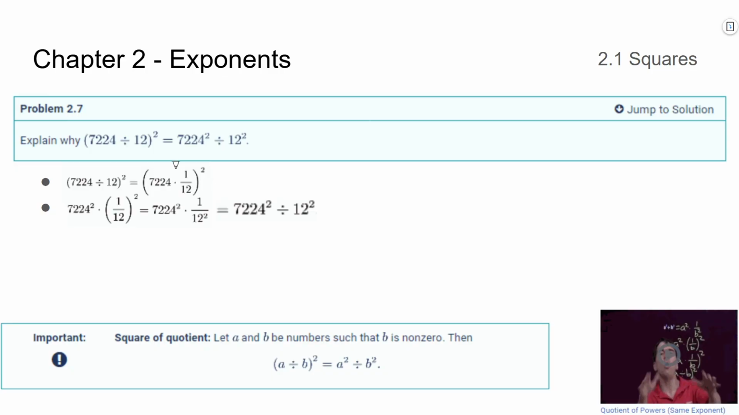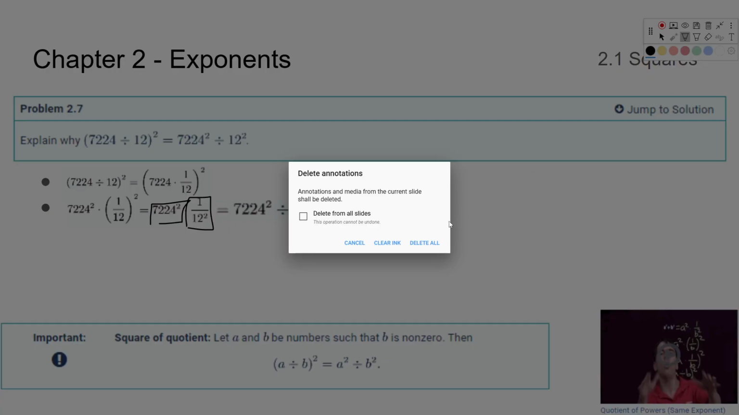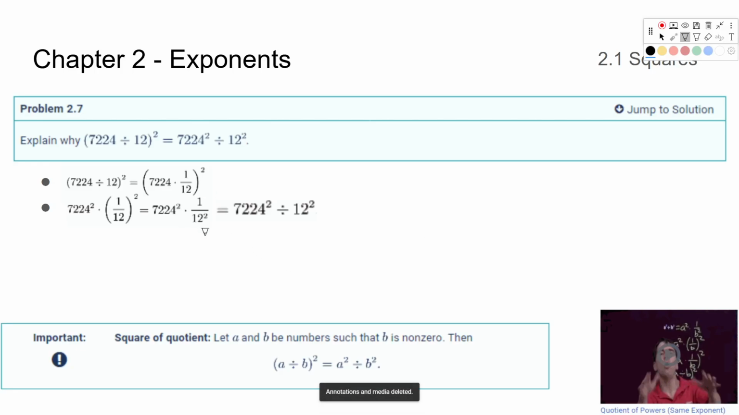We know from the previous problems that when you square something like this, that's the same thing as saying 7,224 squared times 1/12 squared. All right, so now we can go ahead and delete these. Now we can convert it back to division, because we're multiplying a reciprocal, so now we just flip that back to division. So we have 7,224 squared divided by 12 squared, because the reciprocal of the reciprocal is back to the number. So anyways, that's what we were looking for right here.